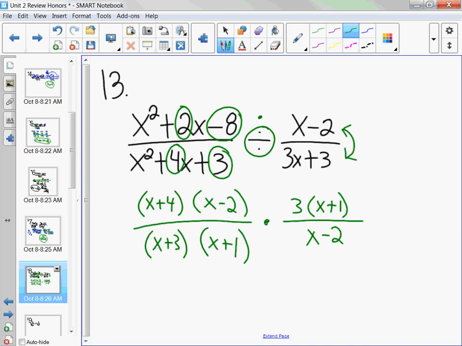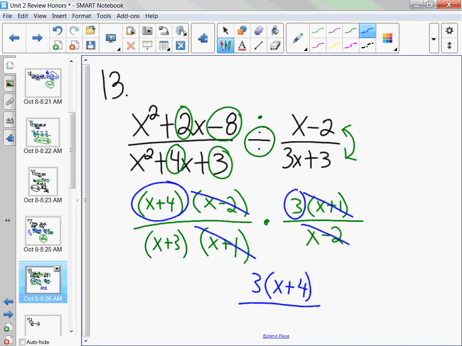So I'm ready to cancel. I have x plus 1s that will cancel right here. I have x minus 2s that will cancel right here. And I think that's it. So I have on the top this 3 over here times this x plus 4. So 3 times x plus 4 over x plus 3. And that is my answer.